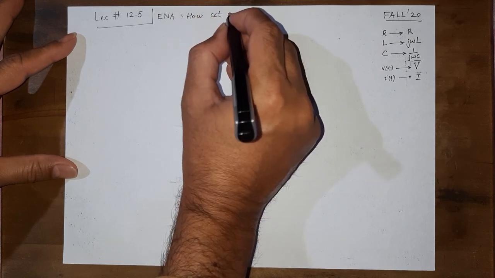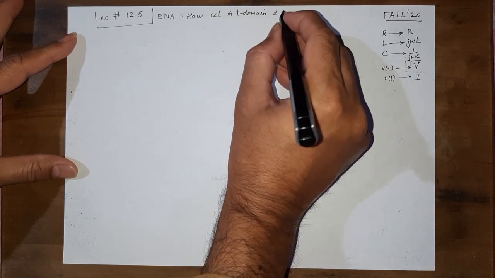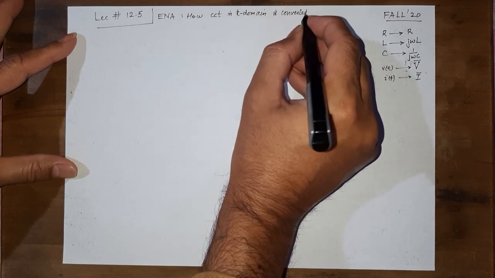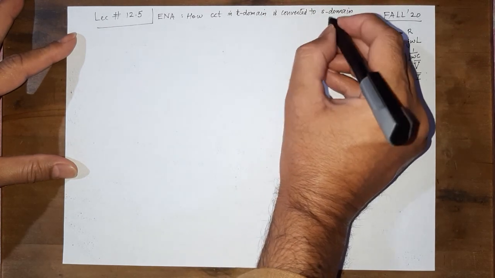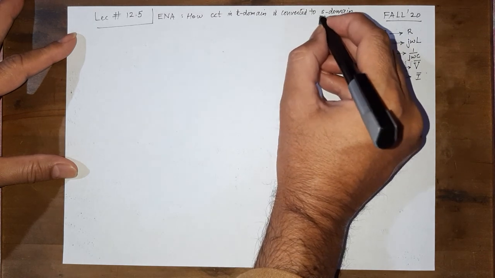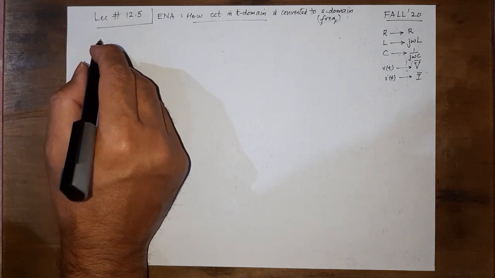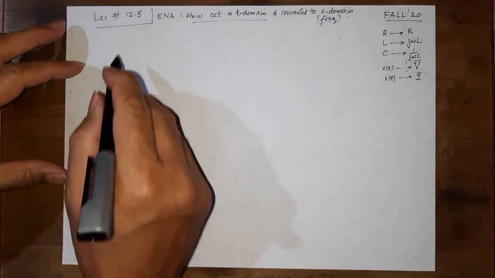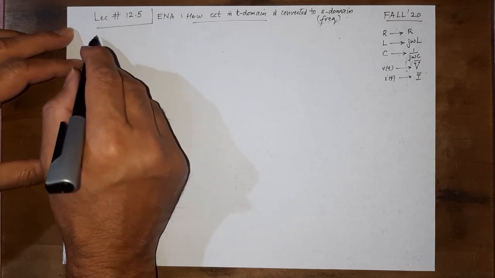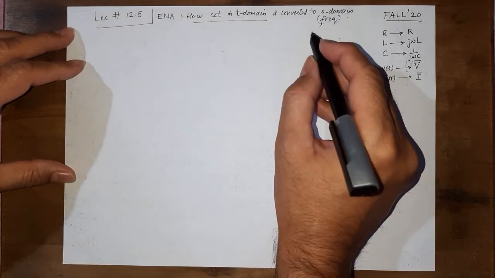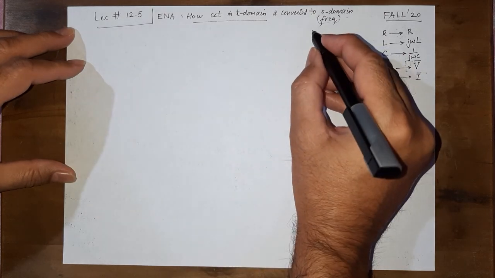a circuit in time domain is converted to S domain, or better said, the frequency domain. Okay, so to begin with, seeing how a circuit in time domain can be converted to a circuit in the frequency domain, let's begin with the case of a resistor.